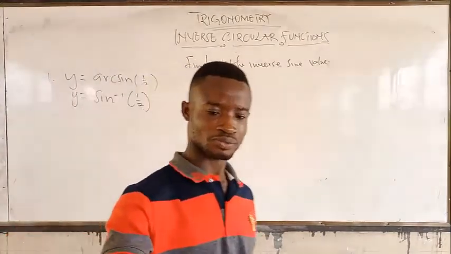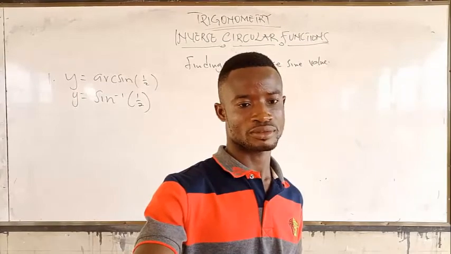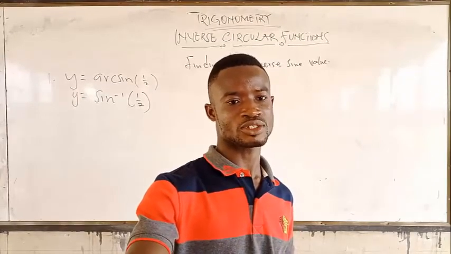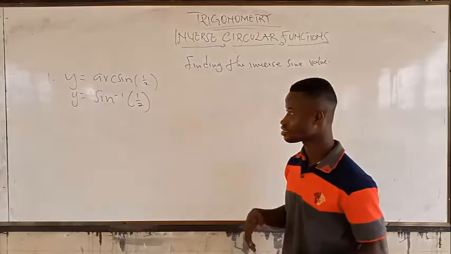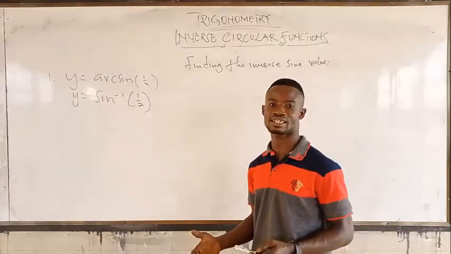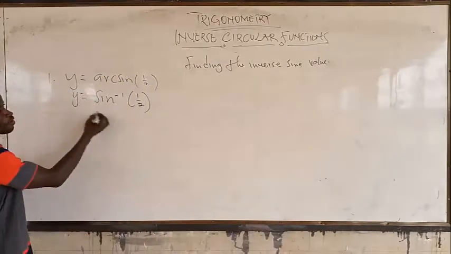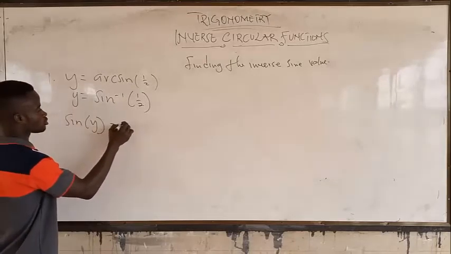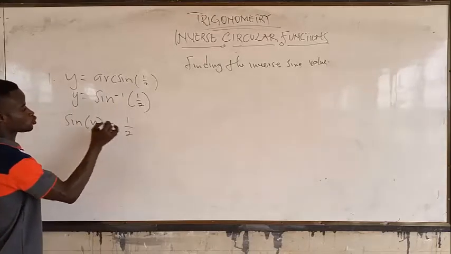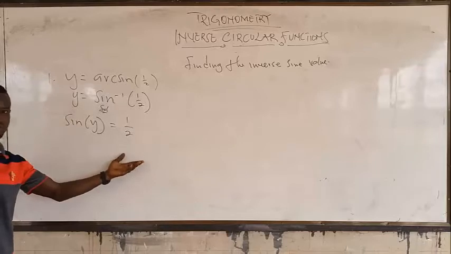The first thing is to replace f of x with y. And the second step is to solve for y. Very good. So now let's go. When you take sine of both sides, you get sine y equal to 1 over 2.